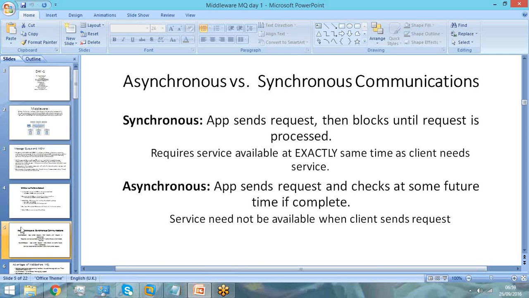There's an application sending a request. The response should also come at the same time. Till that time, it will wait for that particular response to come back. No other further processing will take place in that application. Until it comes back, the application will not process anything. So the application should be readily available when the service is being requested. That is a synchronous way of communication.